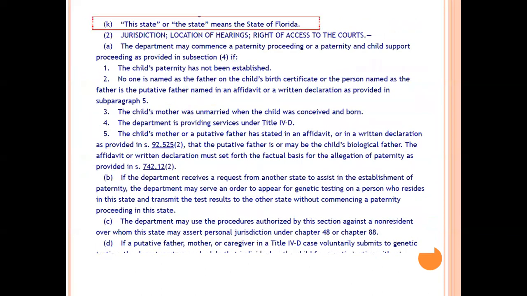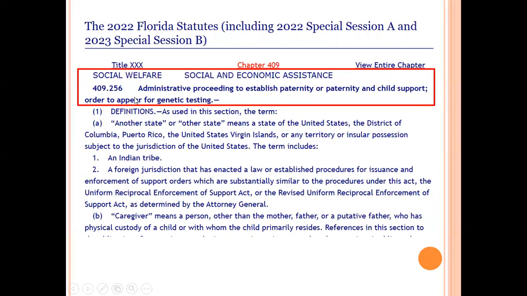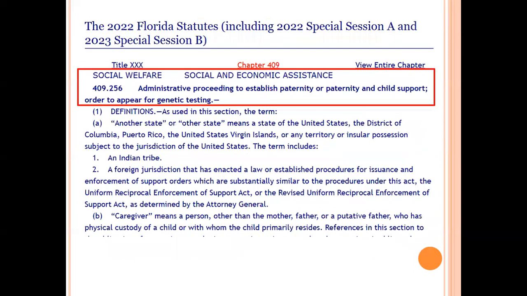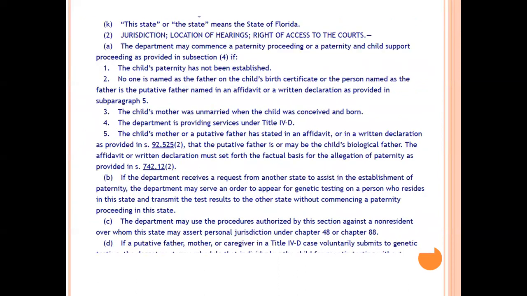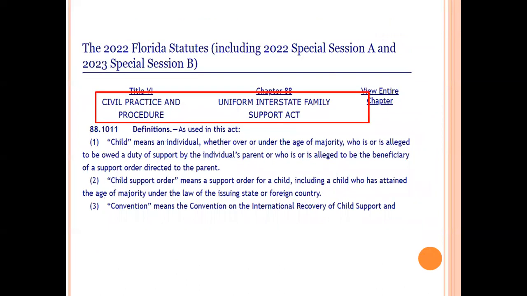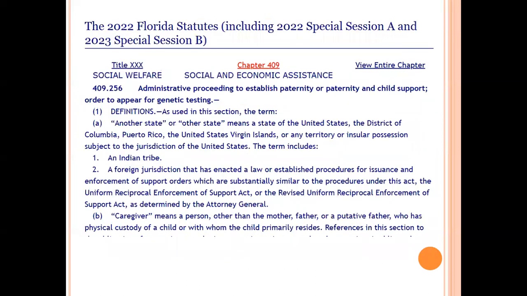All right, we're going to go here again, and we're going to make our way down to letter K. So again, we're here, 409.256. We're at the same place, but we're going to go down to letter K, okay? Here we go. I'm just showing you guys right now so we don't have any confusion whatsoever. This state or the state means the state of Florida. Boom. Now you're going to say, oh, it's only for this particular section. Okay. So let's not presume the other sections. How about that? But you can see it right here as it relates to administrative proceeding to establish paternity and child support order to appear for genetic testing. Boom. Let's not get it twisted, people. It's right here. All right. So let's continue.